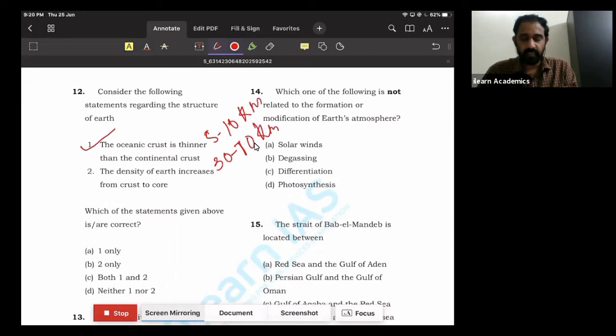Right. The density of Earth increases from the crust to the core. We know during the initial period of the Earth's formation, a process called differentiation happened, whereby all the heavy or dense material moved towards the interior, and the Earth's layers got arranged on the basis of density. So this is also correct. Answer is C.